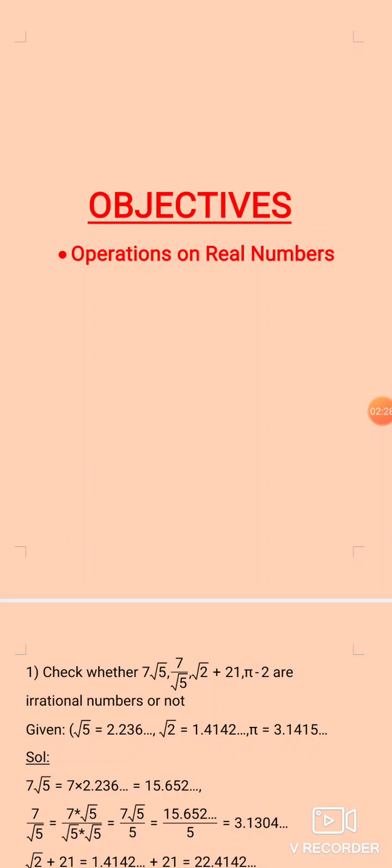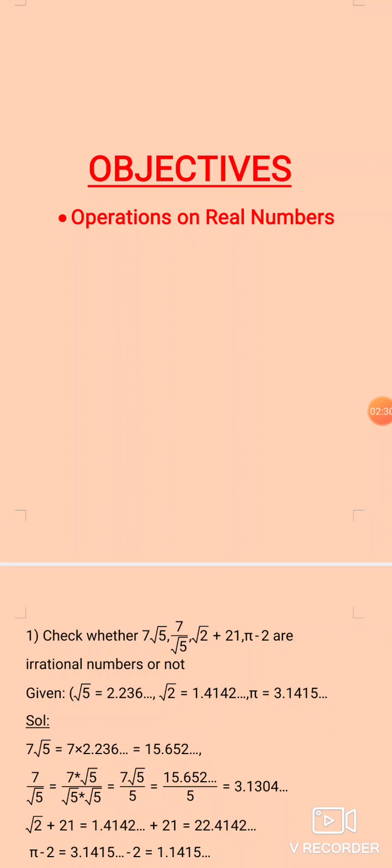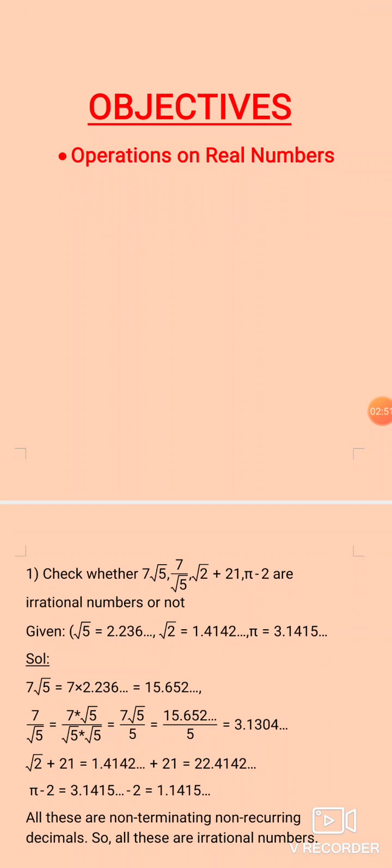So, 7 root 5 value is what? 15.625 etc. By 5 it is equal to what? 3.1304 etc. Now, listen carefully. Here first one is 7 into root 5. Then second one is 7 by root 5. Next one, what? Root 2. So, root 2 value is given. We know root 2 is an irrational.